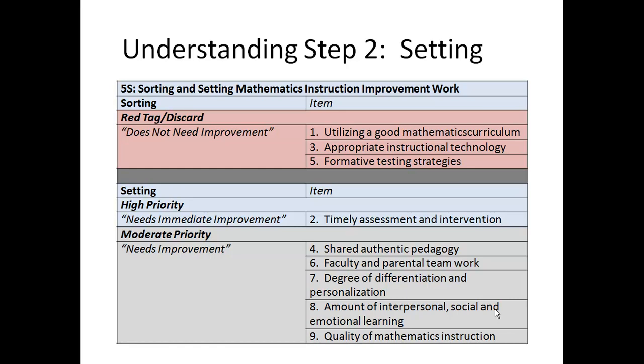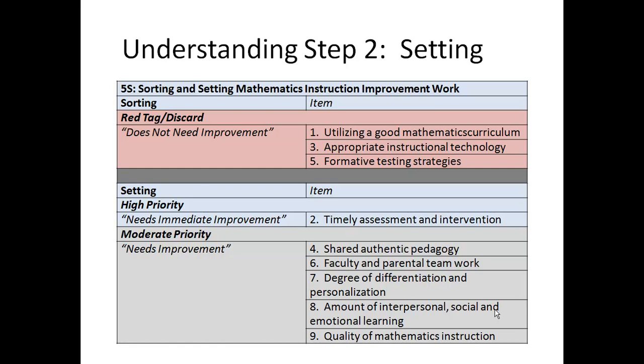And we do know that there are 2 other categories. A high priority, which is number 2, that timely assessment and intervention. And then there are the remaining ones, the strategies 4, 6, 7, 8, 9, that are moderate priority and need improvement. This is all the second step does, is setting simply creates categories for what we've decided needs to really be a part of our focus and what doesn't. Again, the idea is what we're trying to do is get to best practice, get it really figured out well, and then sustain it.